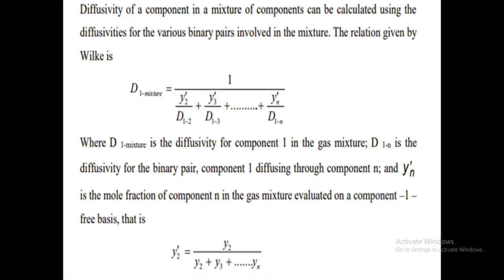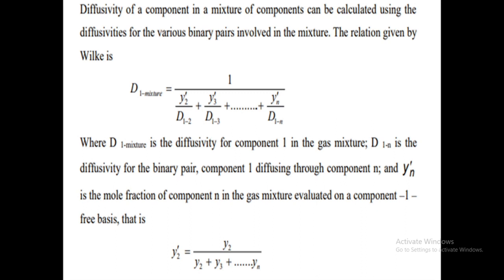Diffusivity of a component in a mixture of components can be calculated using the diffusivities for the various binary pairs involved in the mixture. All of you know the definition of diffusivity. From Fick's law of diffusion, diffusivity or diffusion coefficient is defined as the ratio between rate of diffusion and concentration gradient. So this correlation was made by Wilke. Okay, this is applicable for multi-component diffusion.